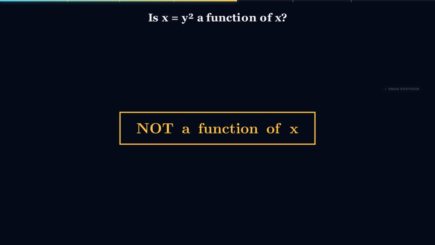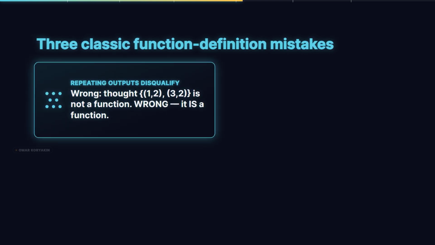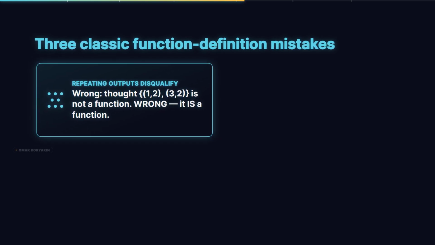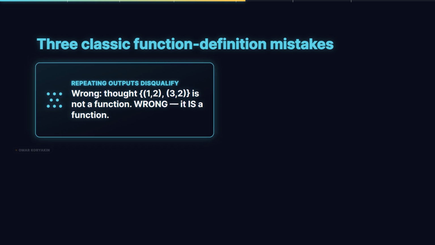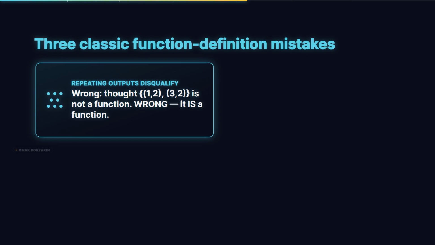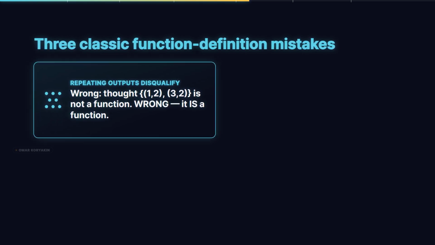algebra course. 3 mistakes that catch every algebra student during their first weeks of function definition work. Each one is fixable with a small explicit habit applied on every problem. First mistake: believing that repeated output values disqualify a relation from being a function. A student looks at the set containing the pair (1, 2) and the pair (3, 2), sees that the output 2 appears twice, and concludes the set is not a function. The conclusion is wrong.